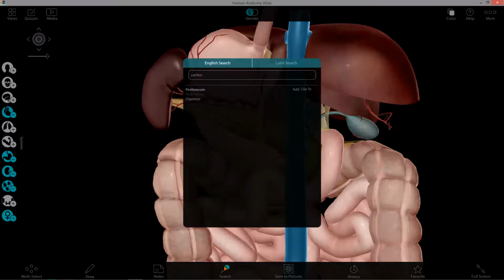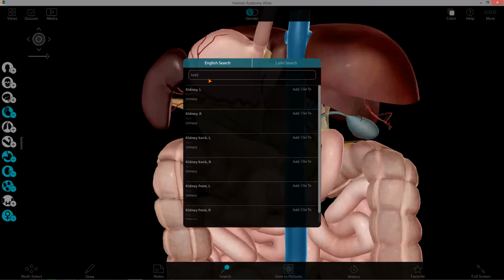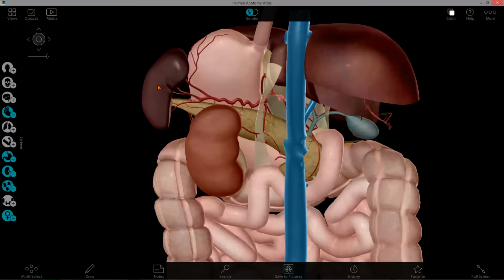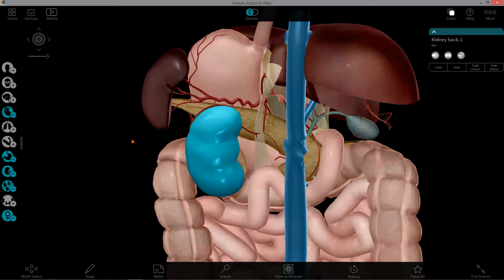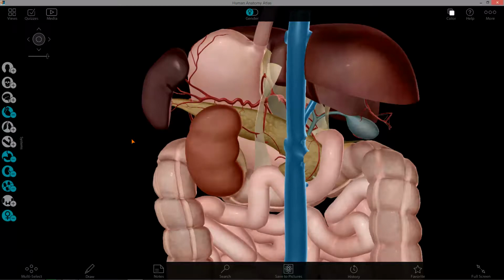I'll add in the left kidney, just for reference of where the structures are. But between the spleen and the stomach, there's a ligament known as the gastrosplenic ligament. And between the spleen and the kidney, there's a ligament known as the splenorenal ligament.